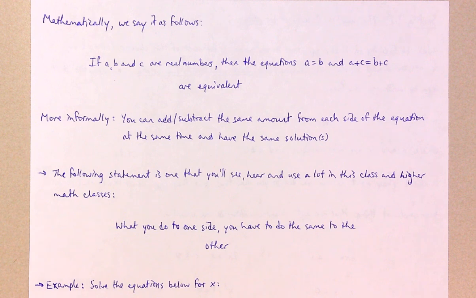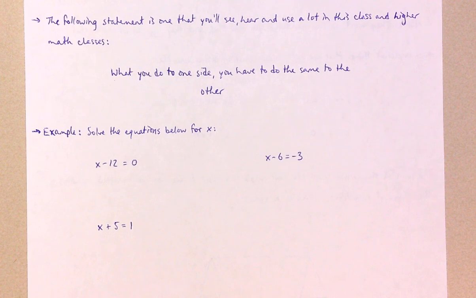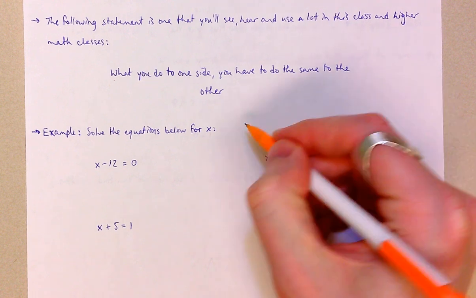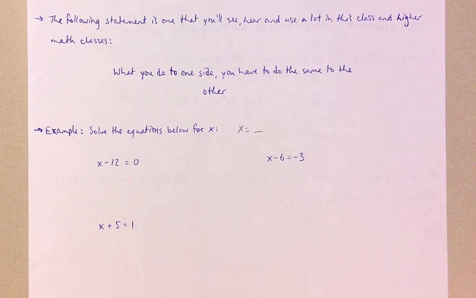So a couple basic samples here. We're going to solve these equations below for x. And the idea here is to have x all by itself on one side of the equal sign. The point is to come up with something that looks like x equals and then some number there.